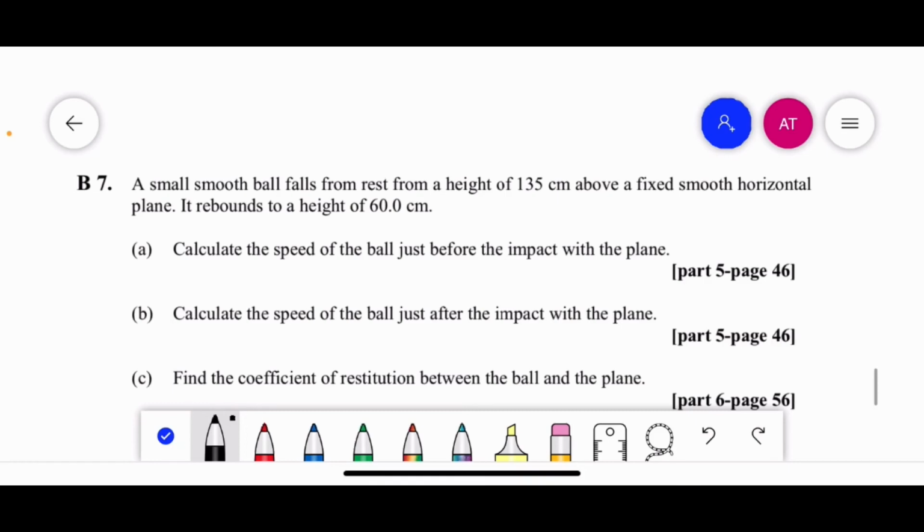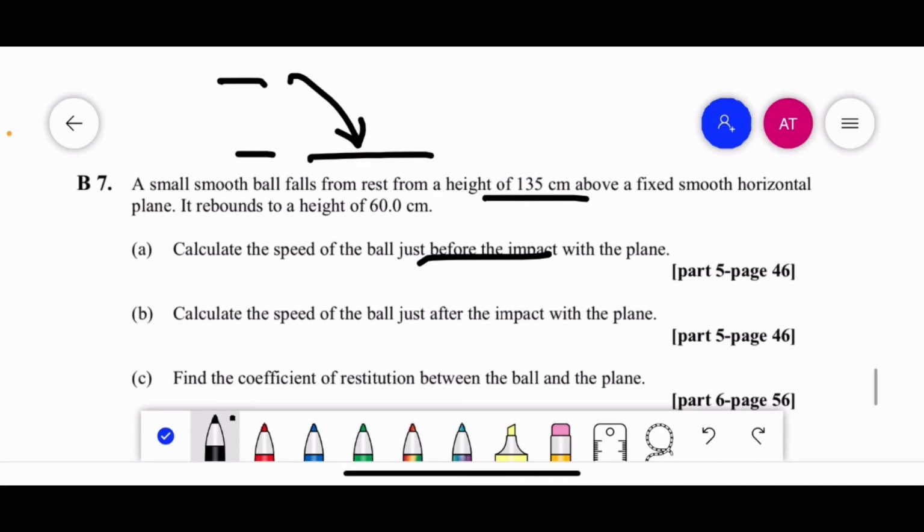Okay, so part A says calculate the speed of the ball just before its impact with the plane. So in this case, we need to consider the movement of the ball before its impact with the plane. It's mentioned that it falls from a height of 135 centimeters, so we need to consider that. So it starts from 135 and ends at 0.